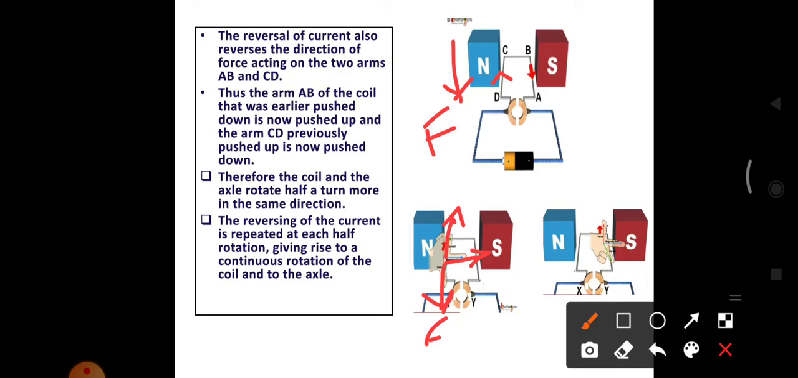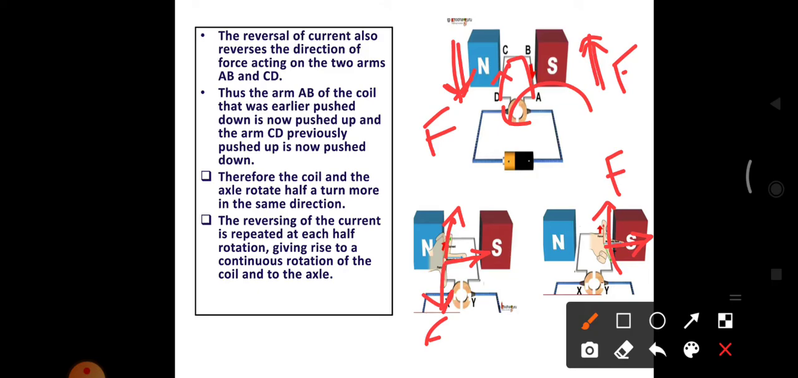For this side also you have to use Fleming's left hand rule. The current direction, this is the magnetic field direction and this is the current direction. The force is upward. That means in the AB arm the force is upward. Here the two forces are acting in opposite directions. Again this coil starts to rotate.